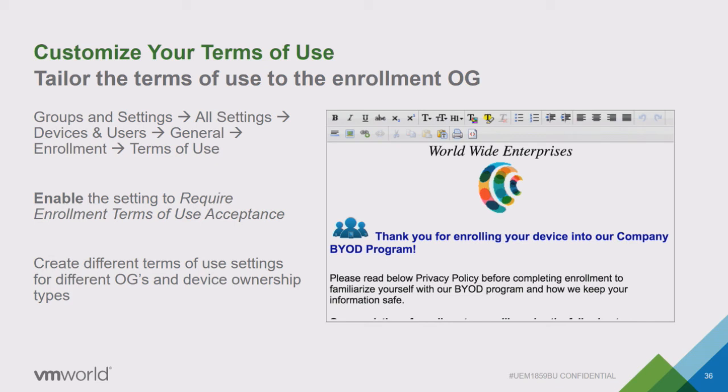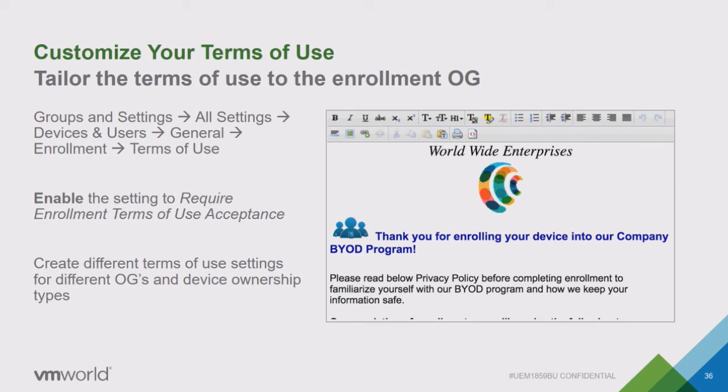Those of you who've done this a lot through AirWatch go through the enrollment process, and before they get the management profile pushed down, they have to accept this terms of use in the console. Go in and tailor your terms of use. It's groups and settings, all settings, devices and users, general, enrollment, terms of use. You can set up different terms of use, right? You can go create multiple terms of use templates, and we've got a whole bunch of them pre-canned in the console, and then you can use that as a baseline, or if there's something that you already have created, put that inside of the AirWatch console.